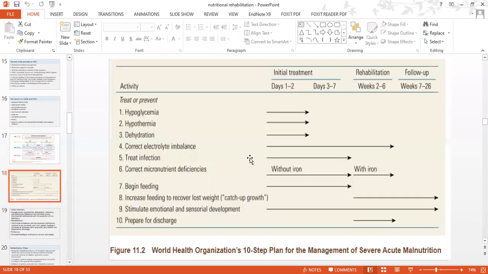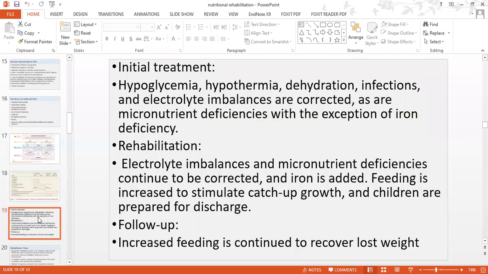If I go back to the previous slide, here you can see the nutrient deficiency is being corrected. The correction starts from the initial treatment phase, but when the rehabilitation phase starts, the iron component is added, and the feeding is increased to stimulate catch-up growth, and children are prepared for discharge. And in the follow-up, increased feeding is continued to recover the lost weight.